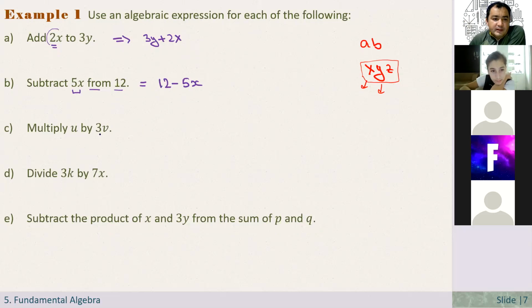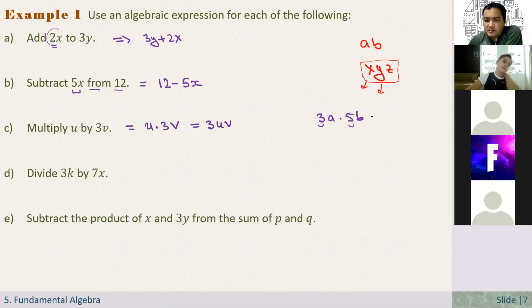All right. Here, multiply u by 3v. Here we have u. We should multiply this by 3v. And after that, we can simplify this, right? That's equal to 3 times uv. Because when we are simplifying this, if we have like 3a times 5b, this numerical part we call the coefficient. So we should multiply coefficient by coefficient and letters by letters. So 3 times 5 is 15. So that one is 15ab.